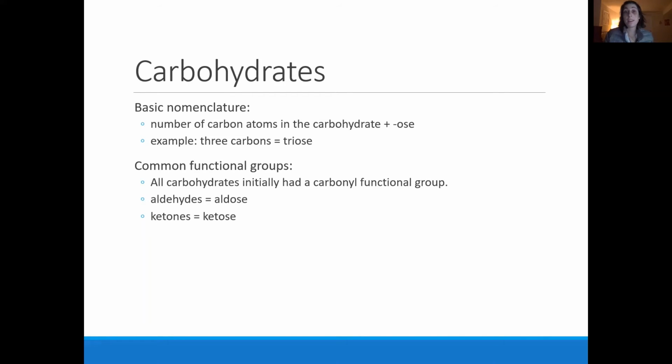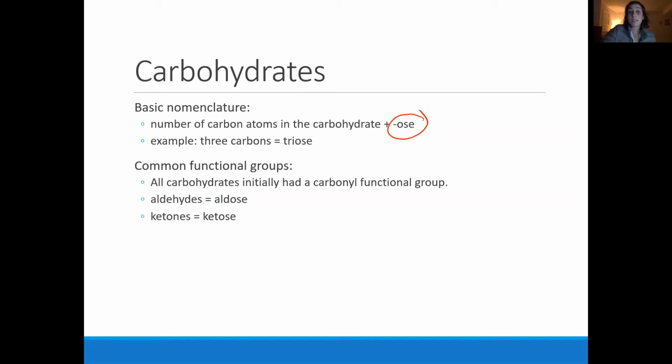Carbohydrate nomenclature, the naming of carbohydrates, is generally very simple. You use the number of carbon atoms that exists in the carbohydrate and then add the ending "-ose". So for example, if you had a 3-carbon long carbohydrate, it would be triose. Something that is a 6-carbon carbohydrate would be a hexose. So we're using those same types of endings that you're familiar with, probably from organic chemistry when we were naming carbon chains, and you just add the ose ending.